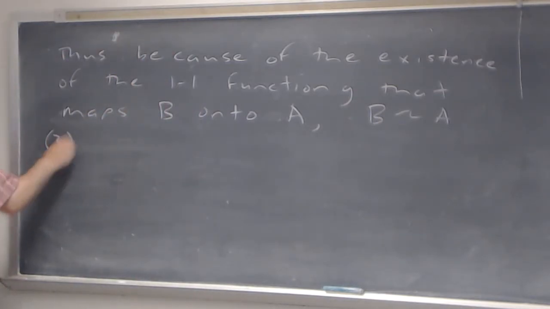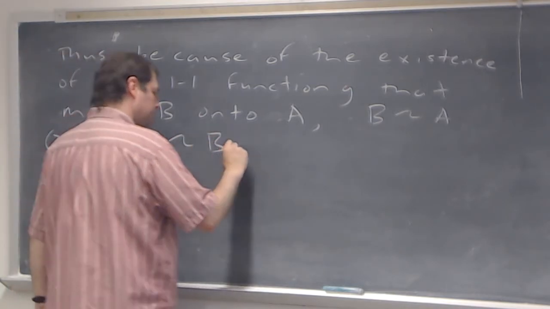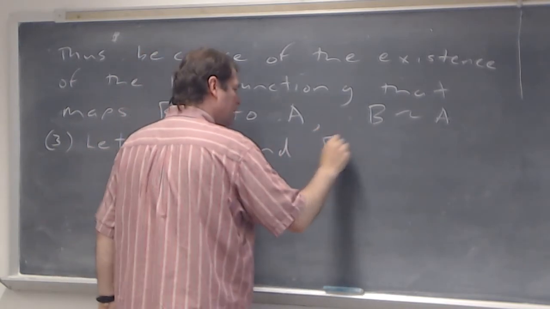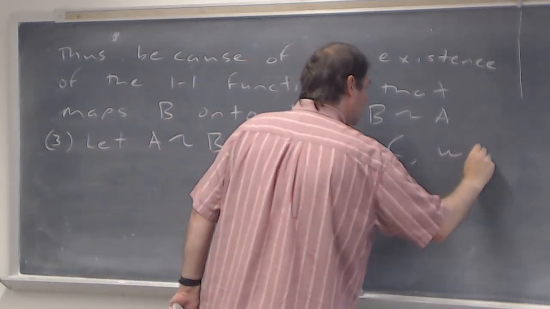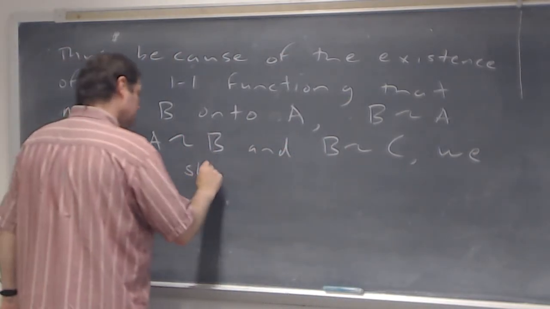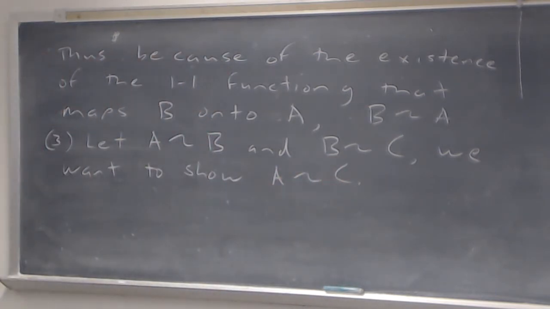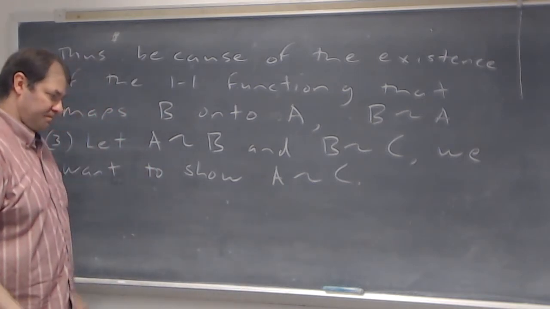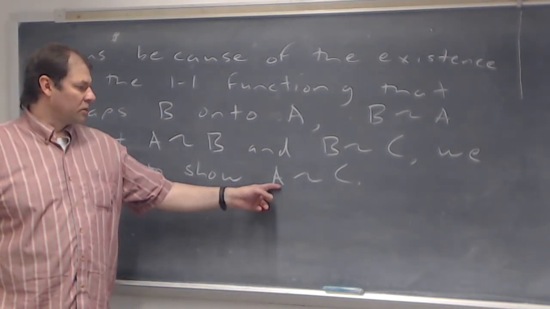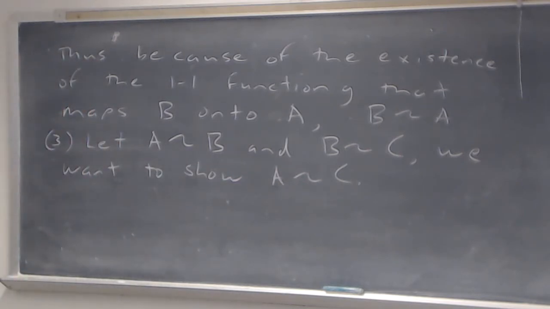So the third thing is we're going to say, let A be equivalent to B and B be equivalent to C. We want to show that A is equivalent to C. That means we want to come up with some function that goes from A into C, where that function is one-to-one and maps A onto C.